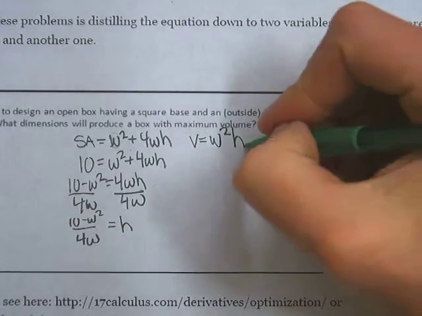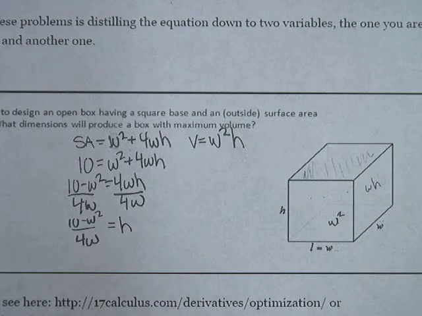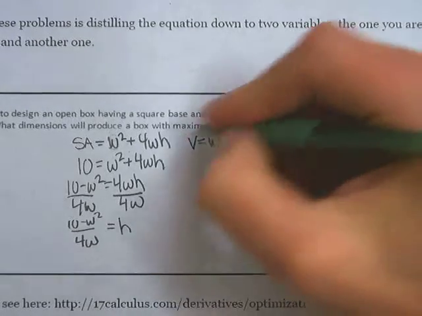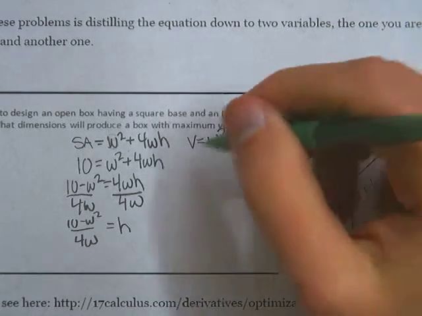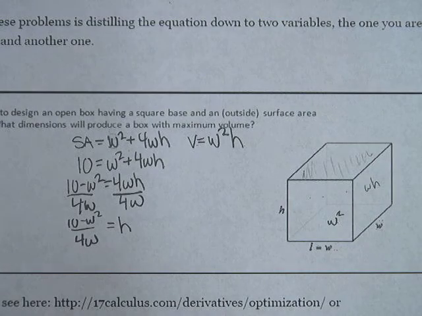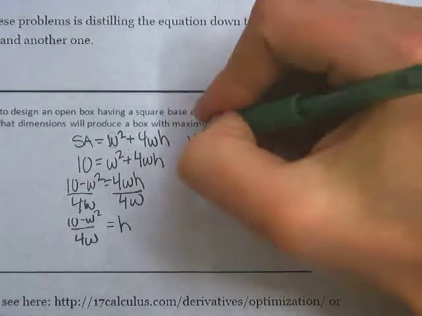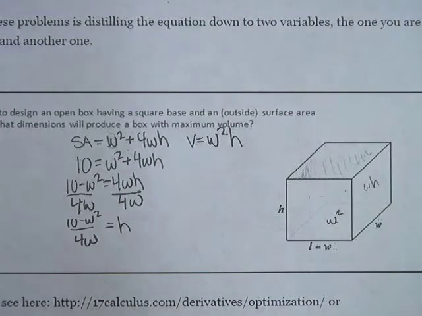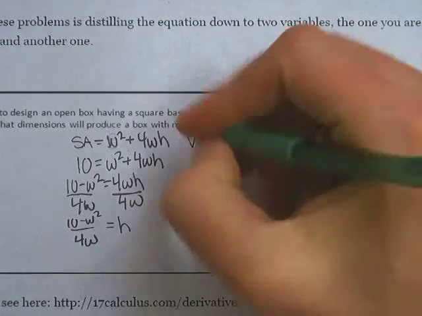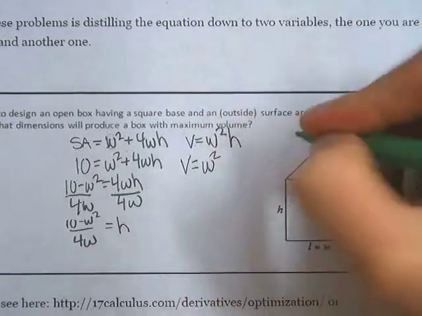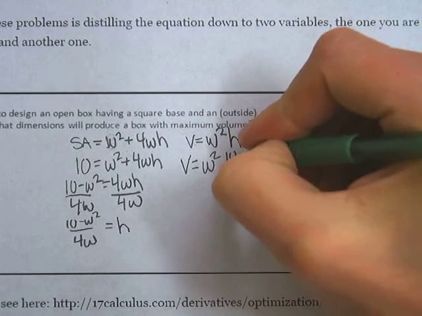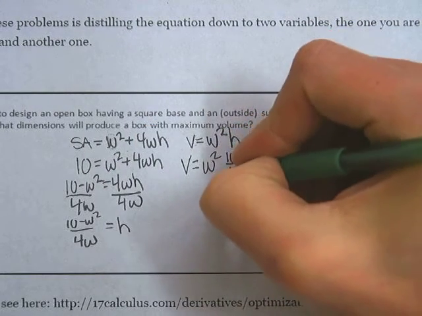And we're just plugging it in for H in this equation because we're trying to maximize the volume, so this is the equation we're going to end up taking the derivative of. That will always be true. Whatever you're trying to maximize, that equation is what you're going to be taking the derivative of. And then you look for dV/d whatever, and set that equal to 0, and that'll help you find the maximum. So anyways, let's plug in 10 minus W squared over 4W for H here.